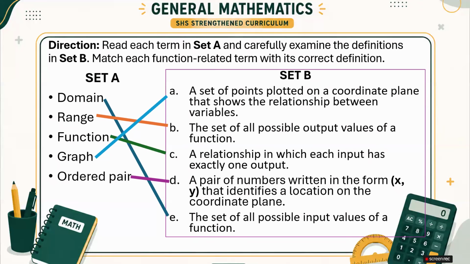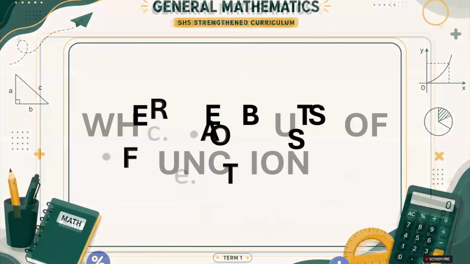Now let's have a quick check. Which of these terms refers to the inputs again? Correct. It is the domain. And what about the term that refers to the output? Very good. It is the range.